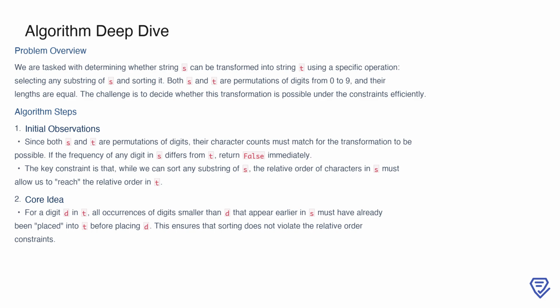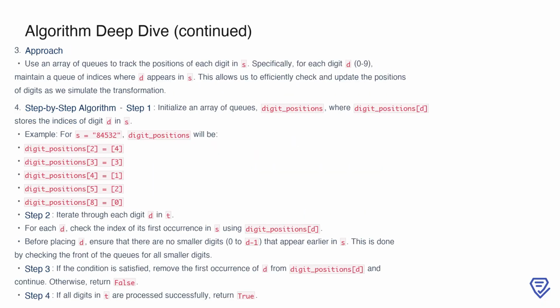Specifically, for a digit D in T, any smaller digits that appear earlier in S must have already been placed into their correct positions in T before we can place D. This ensures that the sorting operations do not violate the relative order constraints. To implement this, we use an array of queues to track the positions of each digit in S. For each digit D from 0 to 9, we maintain a queue that stores the indices where D appears in S. This allows us to efficiently check and update the positions of digits as we simulate the transformation.